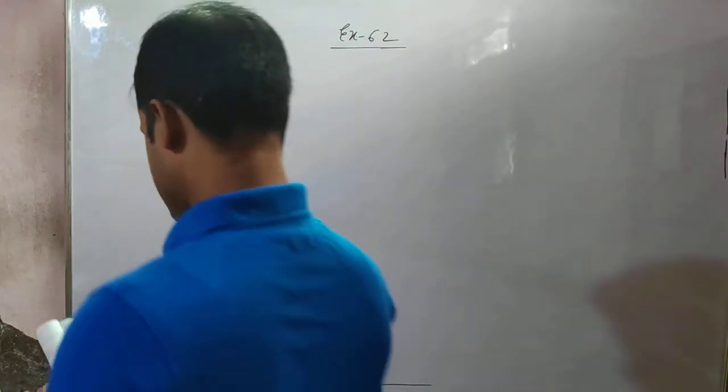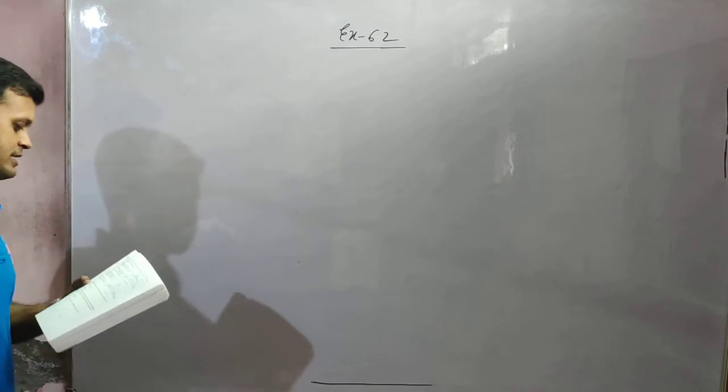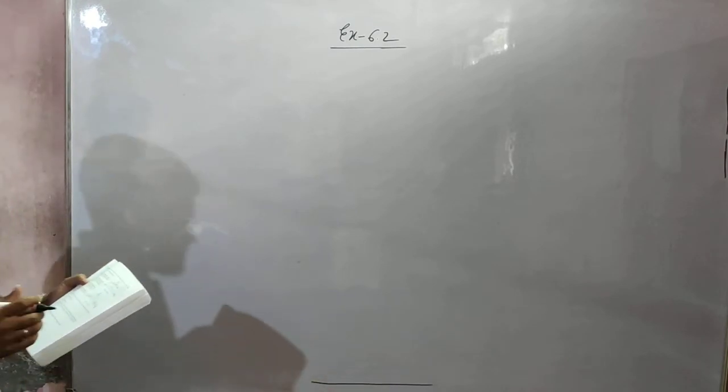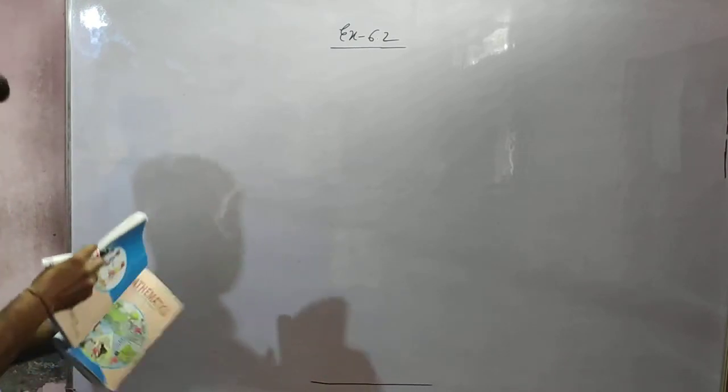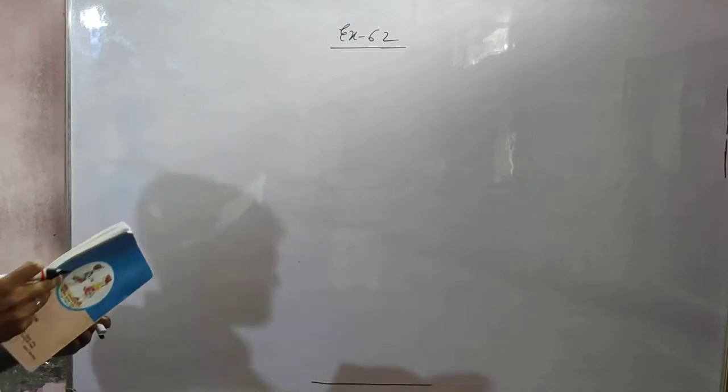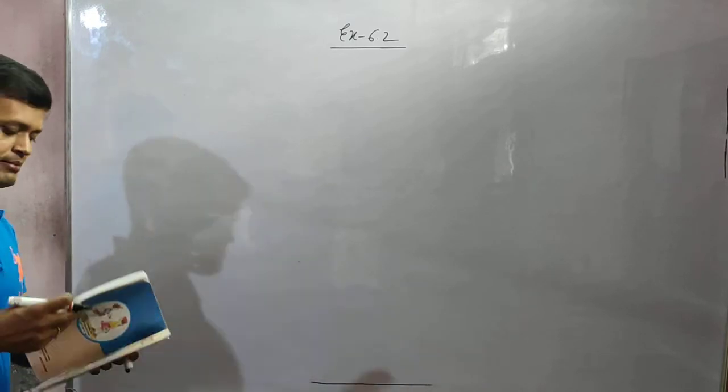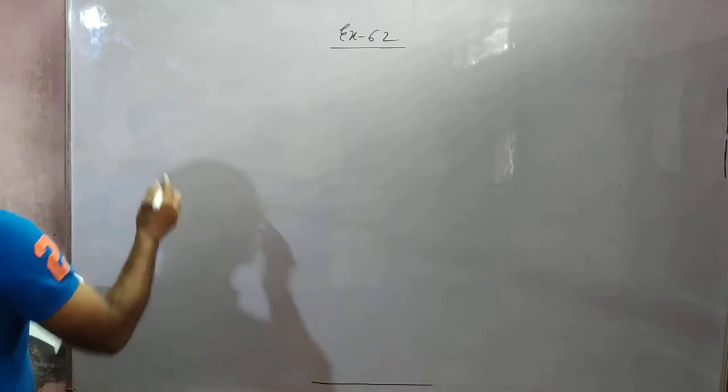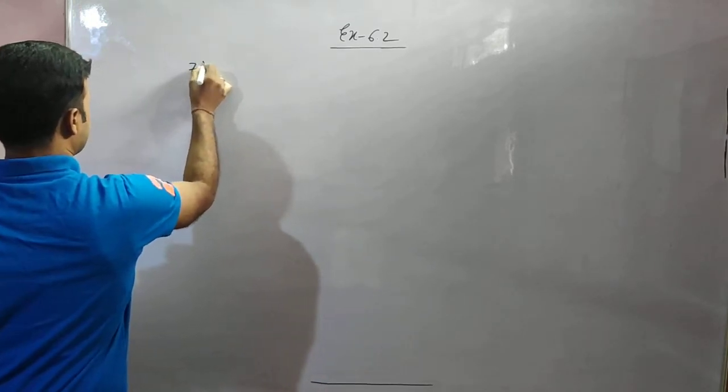So students, next let us see. 5 and 6 are just the same as 3 and 4. 3, 4, 5 and 6 are almost similar. So 3 and 4 we did, 5 and 6 I am giving for you all. 7, let us see number 7, students.